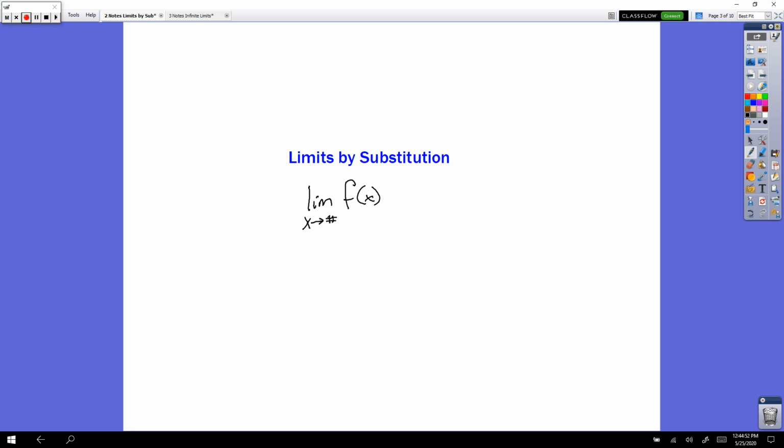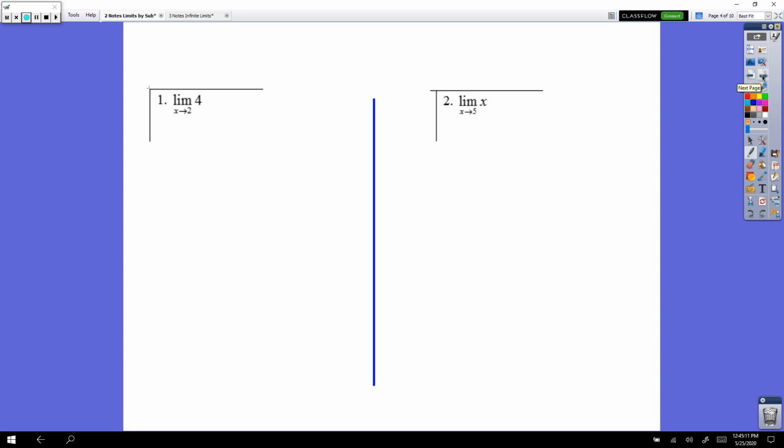Now today we're going to look at a little bit easier way of dealing with finding limits, and that is by substituting in. What I mean by that is whatever x is approaching, whatever number, we're going to take that number and just plug it into the function and evaluate it. So, looking at the first one here, the limit as x approaches 2 of 4. The function 4 doesn't have an x in it, so I can't plug anything in. So for any problems like this, it's always just going to equal whatever the function is.